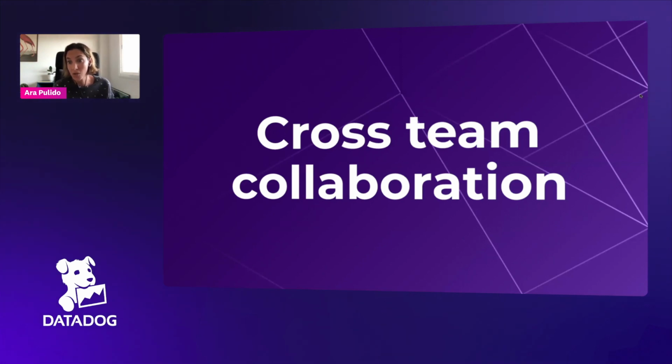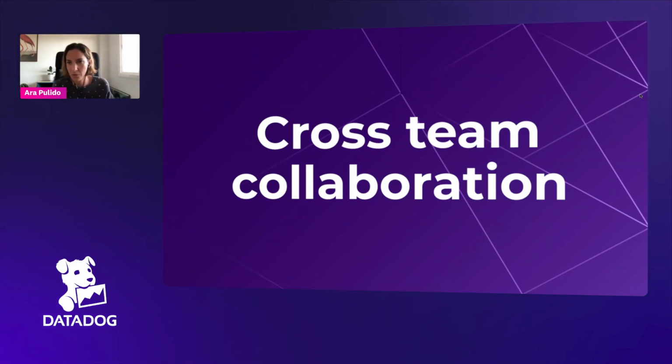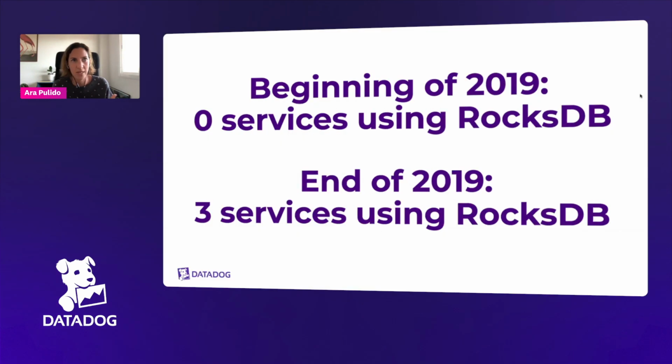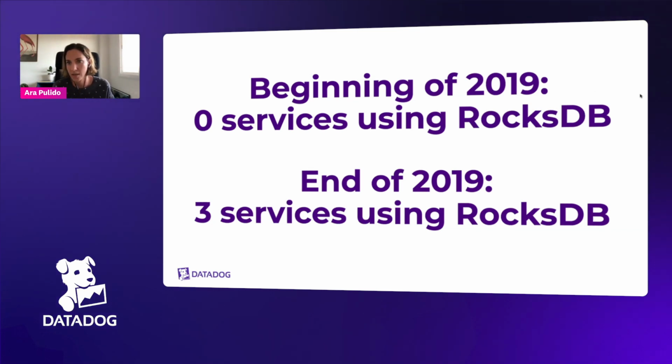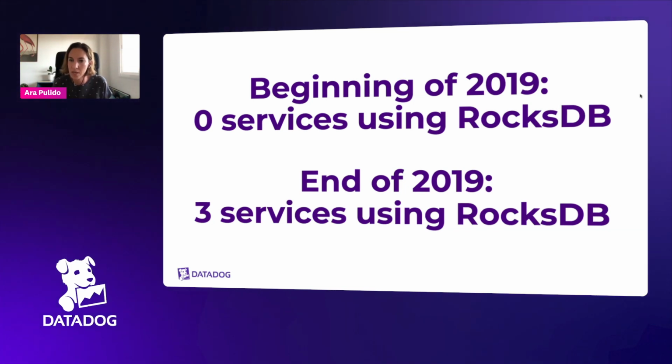Which brings us to the last thing that I wanted to cover, which is cross-team collaboration, because you two are from different teams working on different services. For example, at Datadog, we were not using RocksDB at the beginning of 2019, and by the end of the year, at least 3 services from 3 different teams were using it. How did we move from 0 to 3 services using the same technology? Was it a coincidence, or was it collaboration between the different teams? How did that happen?